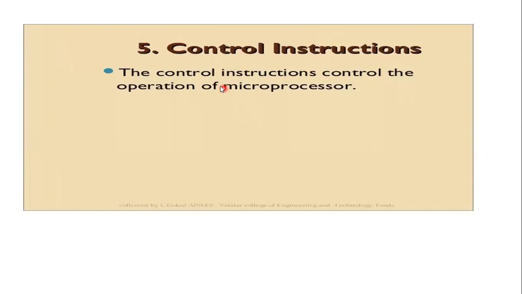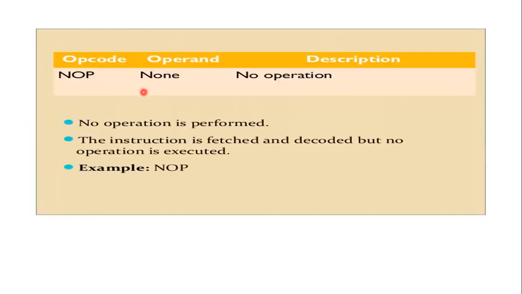The next, the control instructions. The control instructions control the operation of the microprocessor. NOP, no operation. So there is no operation, just NOP. No operation is performed. This instruction is fetched and decoded, but no operation is executed.